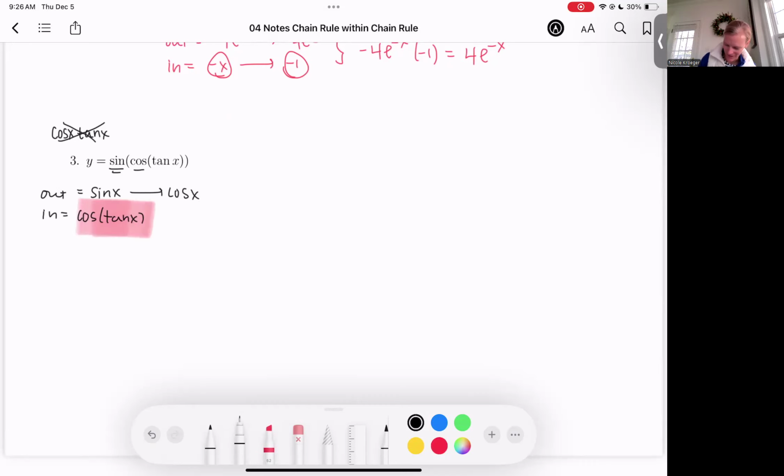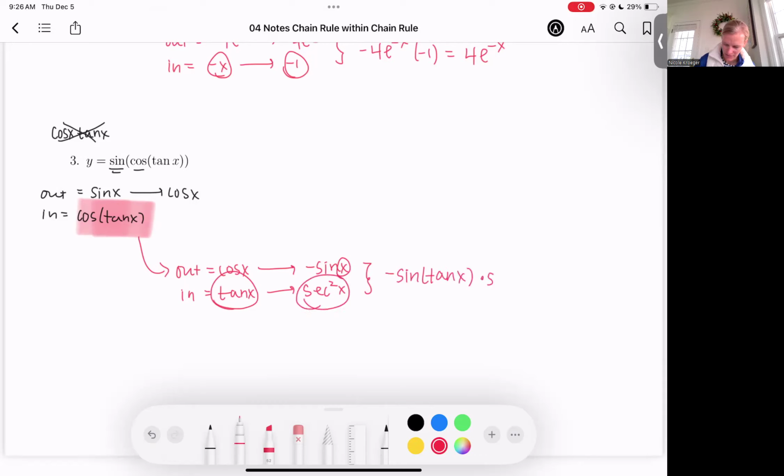So we're going to practice this, and hopefully you guys are trying this on your own before you watch me do it. Here, the outside function is cosine, and the inside function is tangent. The derivative of cosine is negative sine. The derivative of tangent is secant squared. When we put these back together, I'm going to plug tangent into here. So I get negative sine of tangent, multiplied by secant squared x. And that was the derivative of my inside function.